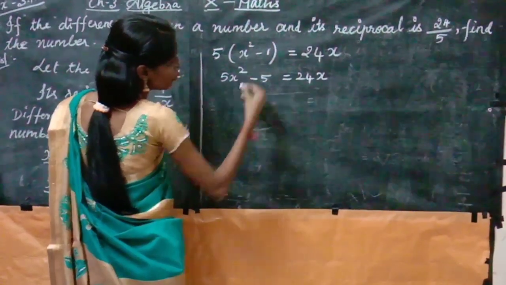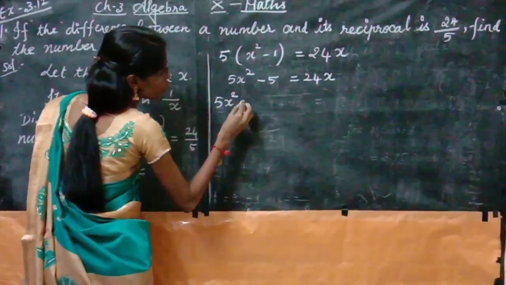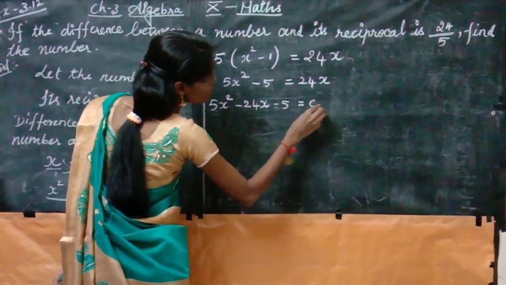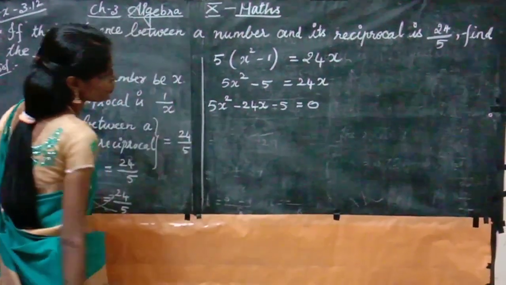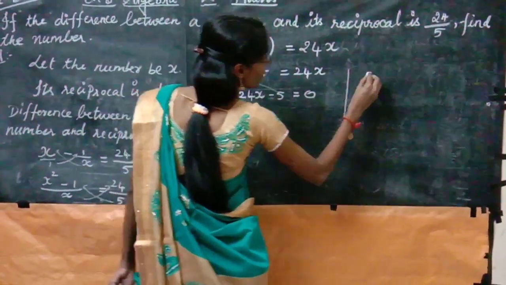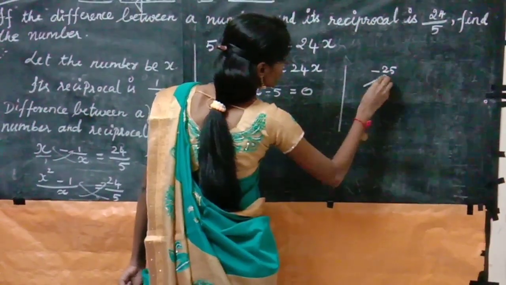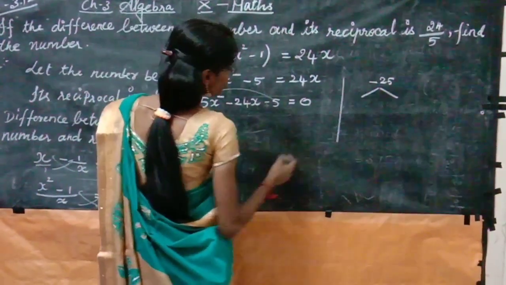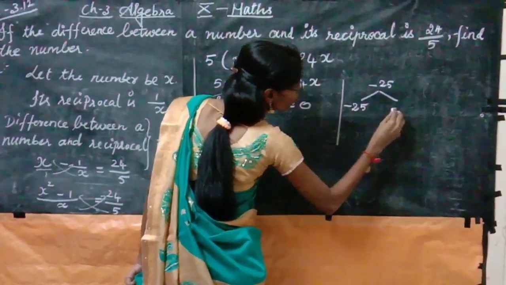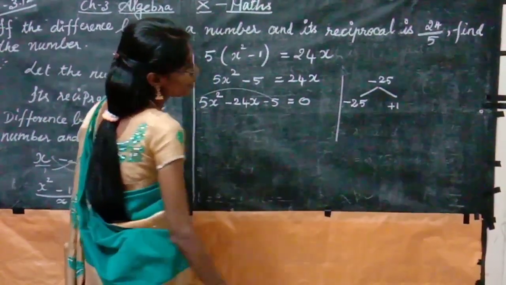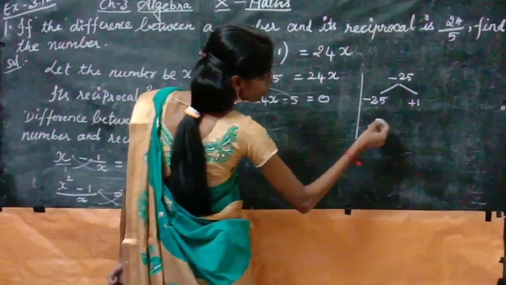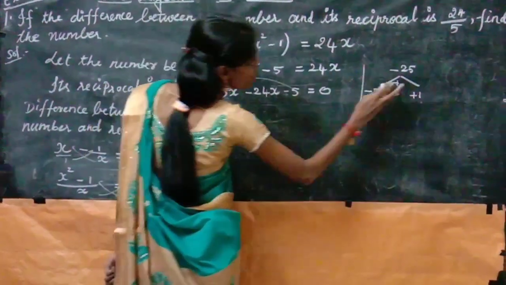Move this 24x to the left hand side. 5x square minus 24x minus 5 is equal to 0. Now it is in standard quadratic form. 5 into minus 5 is minus 25. Split minus 24 into minus 25 plus 1. Multiplying these two numbers, we get minus 25. If we add these two numbers, we get minus 24.